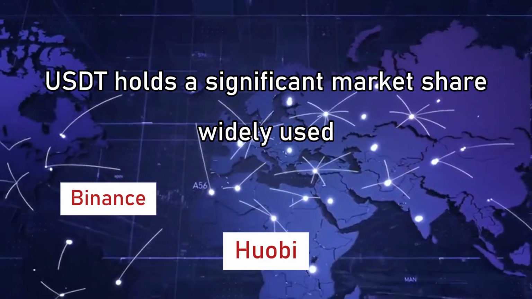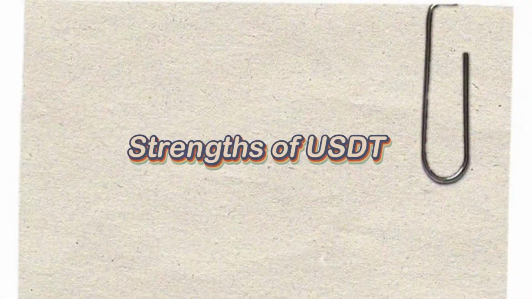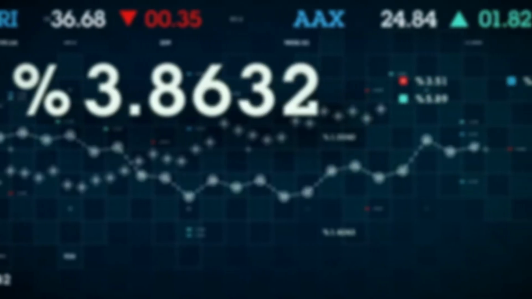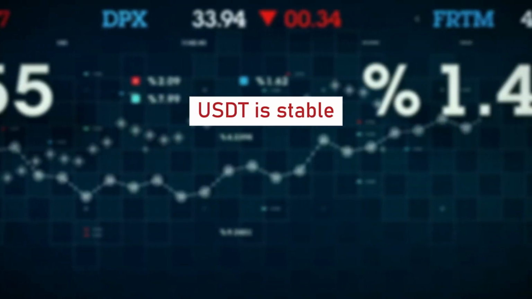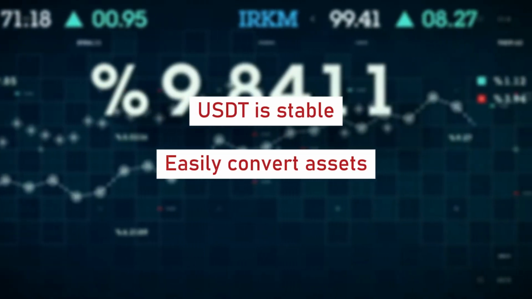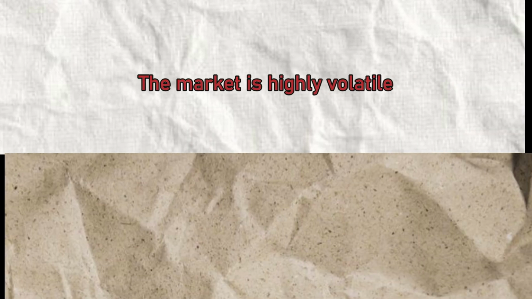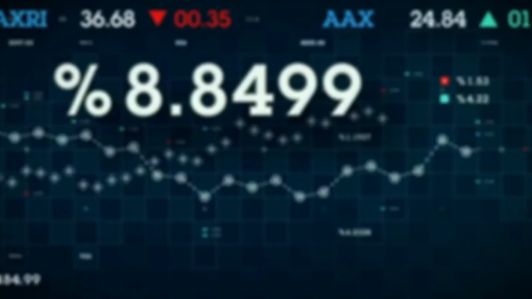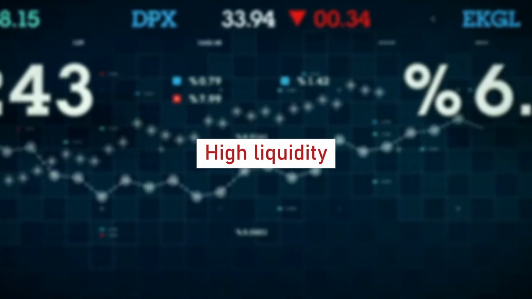Strengths of USDT. Why is USDT so popular? Stability. USDT offers traders a safe haven to convert their assets from cryptocurrencies into a stable currency, especially during market volatility. For example, during a sharp market downturn, you can quickly convert Bitcoin, Ethereum, or other cryptocurrencies into USDT to avoid losses.